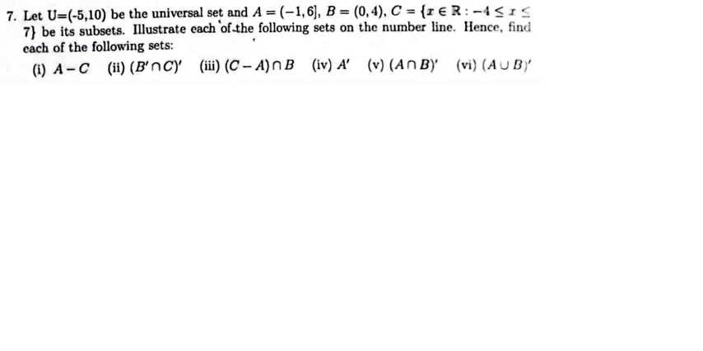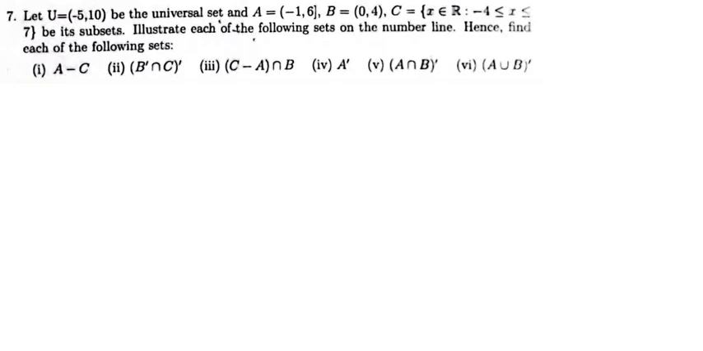Let U be equal to the universal, which is negative 5 all the way to 10, and set A is negative 1 to 6. 6 is included, but negative 1 is not included. B is 0 to 4, both not included. C is telling us x is a member of real numbers, but it should start from negative 4 all the way to 7. Now, it's saying illustrate each of the following sets on the number line, hence or otherwise, find each of the following sets.